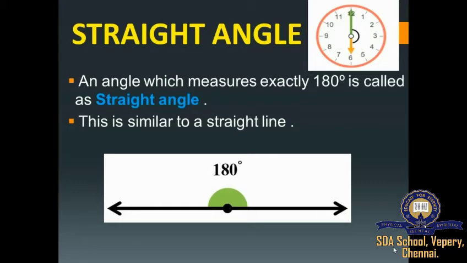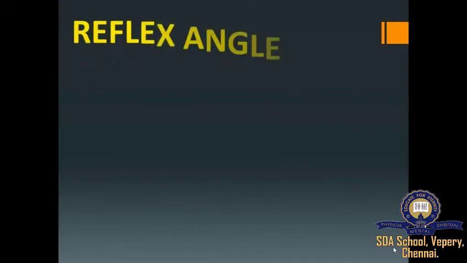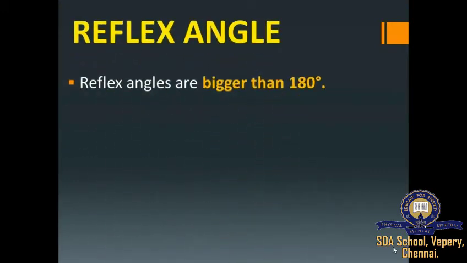From the wall clock you could see that the hour and the minute hand form a straight angle at 6 o'clock, right? So such an angle is said to be a straight angle. Understood, students? Now we'll move on to the reflex angle. Reflex angles are generally bigger than 180 degrees.